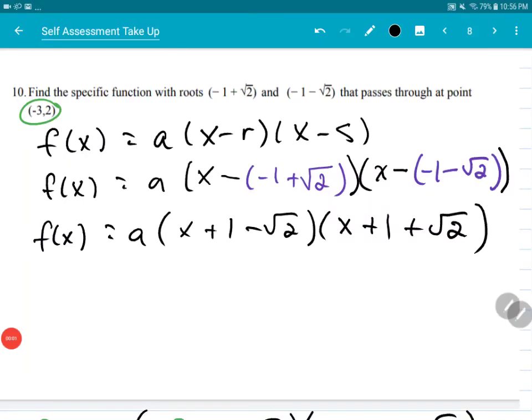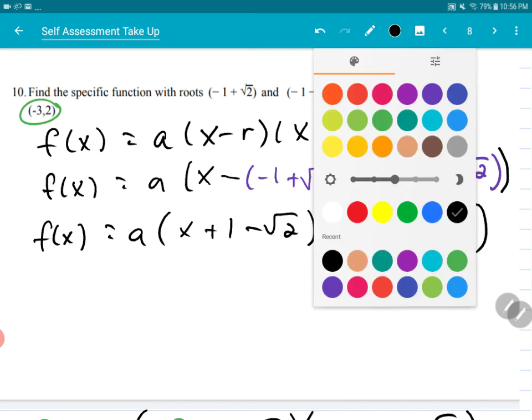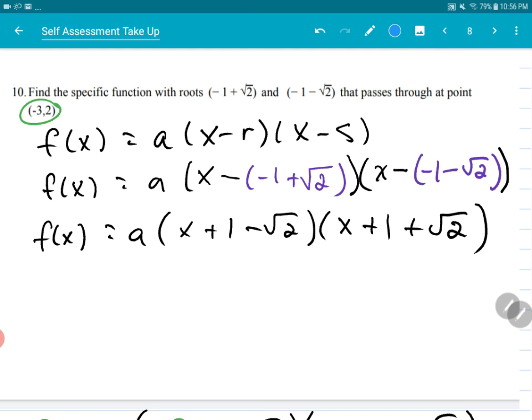Okay, our final question. Question 10 says to find the specific function with roots -1 plus root 2 and -1 minus root 2 that passes through the point -3, 2. So I already wrote in some of this for you, but we will talk it out together. You want to start with the factored form equation of the quadratic function. Remember, you have 3 choices: standard form, factored form, vertex form, but since you are given 2 roots, you might as well use the 2 roots that you're given.